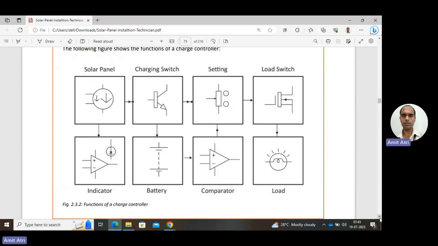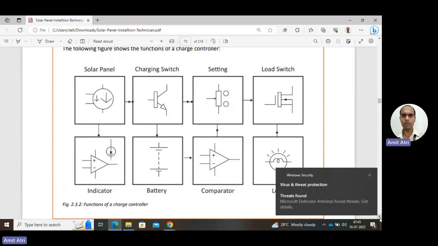So here is the diagrammatic pictorial view of the functions of a charge controller. We have the solar panel, from there the charging switch, and directly from the solar panel to the indicator. So it will indicate the charging. Then the charging switch to the battery, so it is charging the battery. Next, setting, and then from setting to the comparator, it will compare the voltage, how much voltage is there.